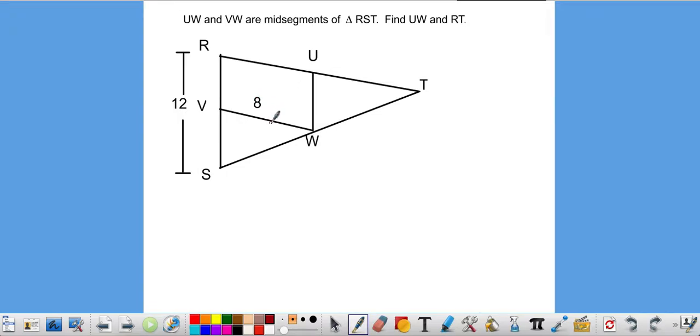So here, just kind of using that idea, being told that UW and VW are mid-segments of triangle RST, can you find UW and RT? So we're asked to find UW, that's a mid-segment here. We know it's half the length of the side it's not touching, so if this whole thing is 12, UW just has to be 6. Kind of going the other way, if we want to find the length of RT, we know it's not touching 8. 8 is half the length of RT, so RT has to, as a whole, be 16. So the main thing here is, are you doubling or are you cutting in half? And in general, longer side you're doubling, shorter side you're cutting in half.